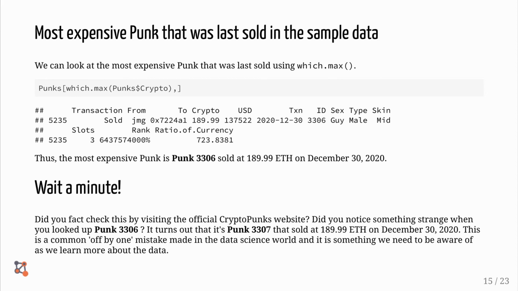For the time period in our dataset, the most expensive punk was punk 3306, sold at 189.99 Ethereum on December 30th, 2020. But wait, we need to check that this is actually accurate. If you go to the CryptoPunks website, you may notice that something strange happened when you looked at punk 3306. Actually, punk 3307 sold for 189.99 Ethereum. This is a common off-by-one mistake made in the data science world, and it is something we need to be aware of as we learn more about the data.